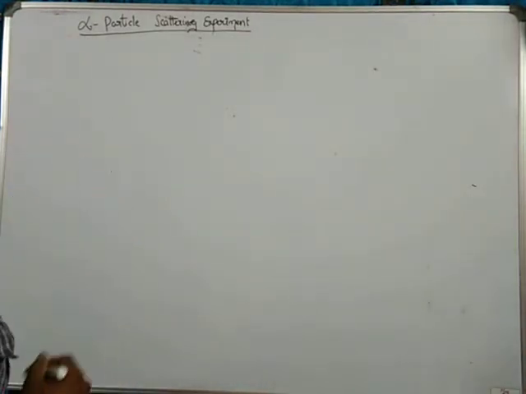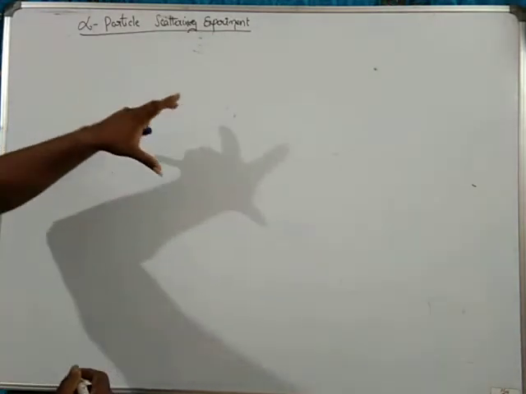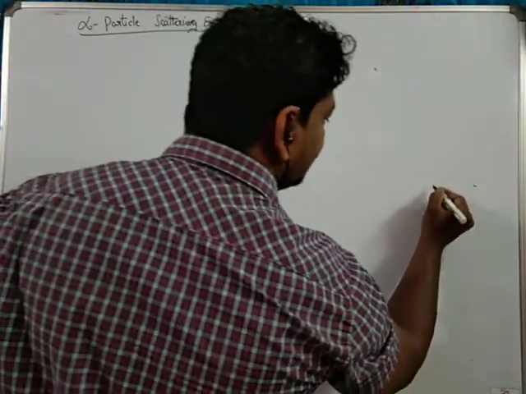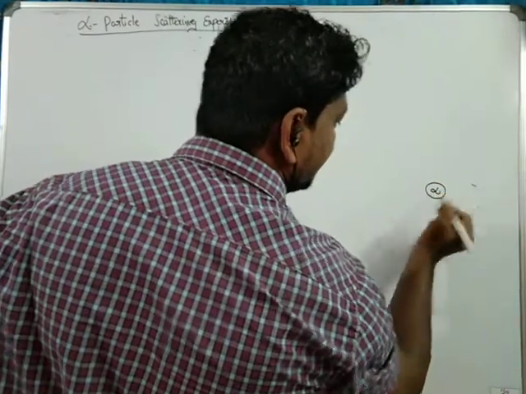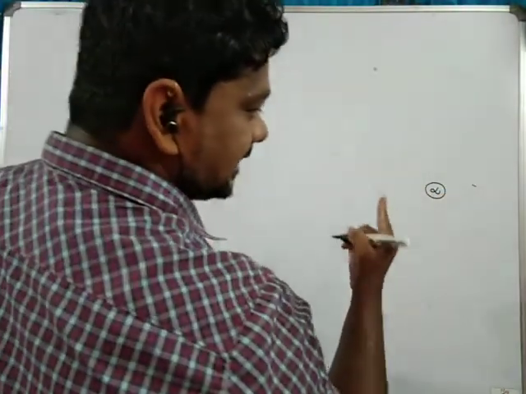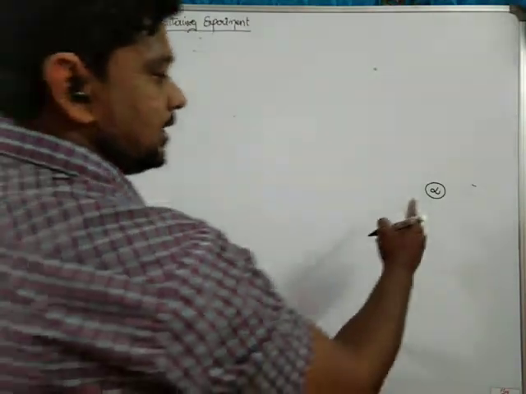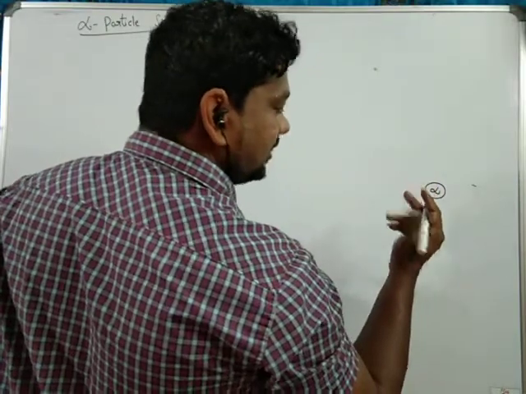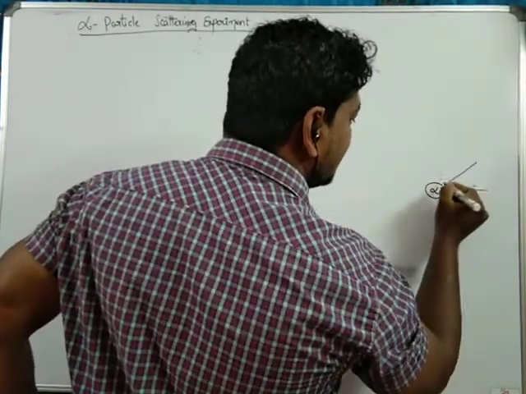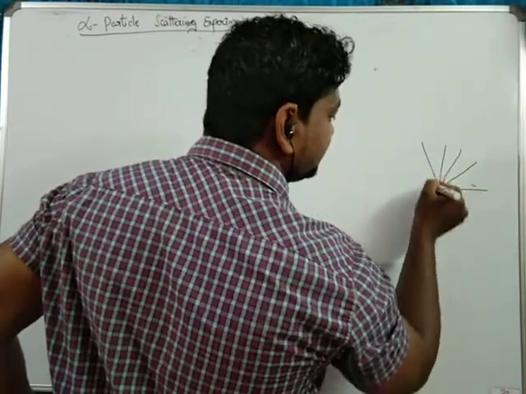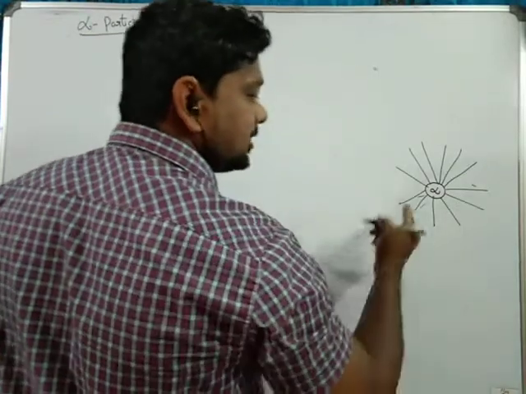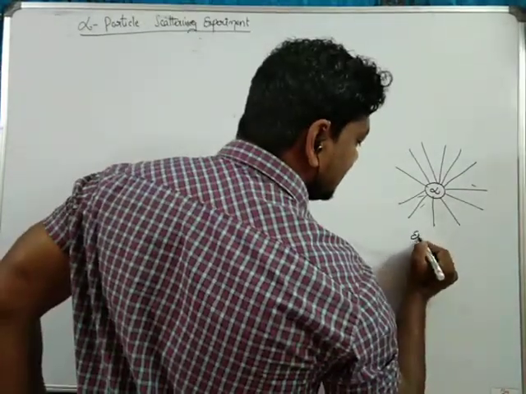Alpha particle scattering experiment. To study this experiment, we have some practical experimental setup. Initially we will consider an alpha particle. We will discuss at the end what the alpha particle is. Here we are considering one alpha particle. Whenever we consider one particle, it radiates energy in all directions.